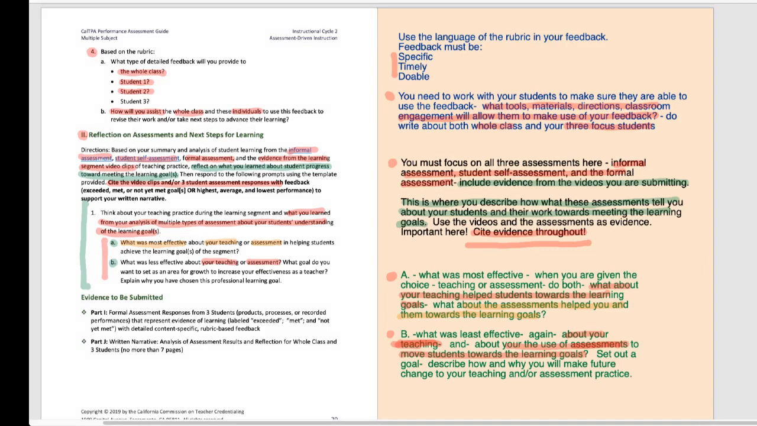And the evidence to be submitted, you've got formal assessments from 3 students. All right? And you could see the labeling here. And then you've got the written narrative where you're describing all the things we've set out here. All right?